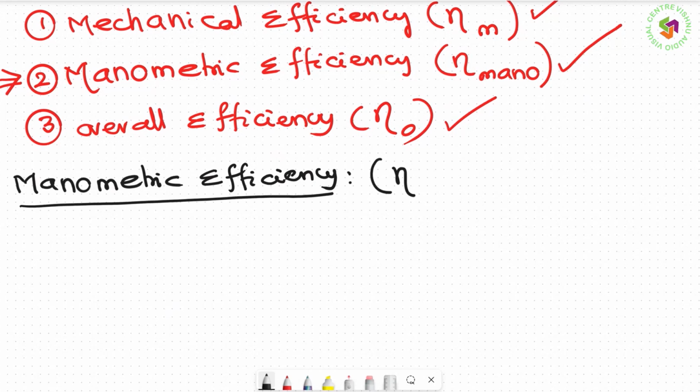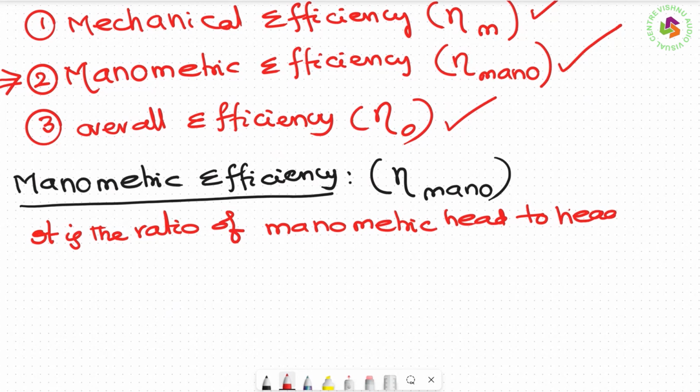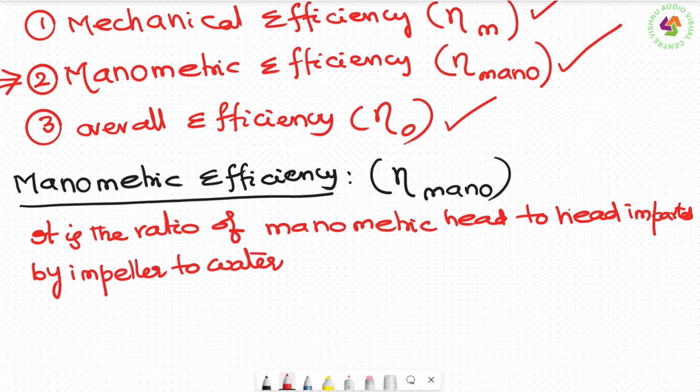And I represent it by eta mano. It is the ratio of manometric head, the numerator, to the denominator, which is the head imparted by the impeller to water. Water need not be only water, anything liquid actually.